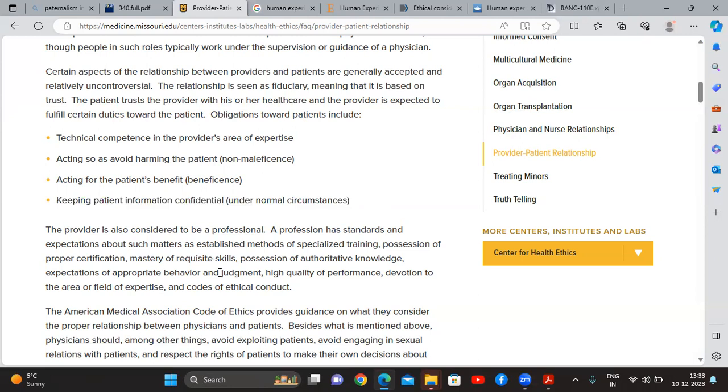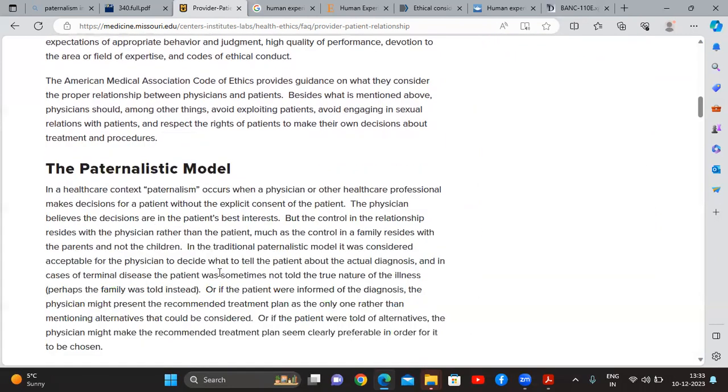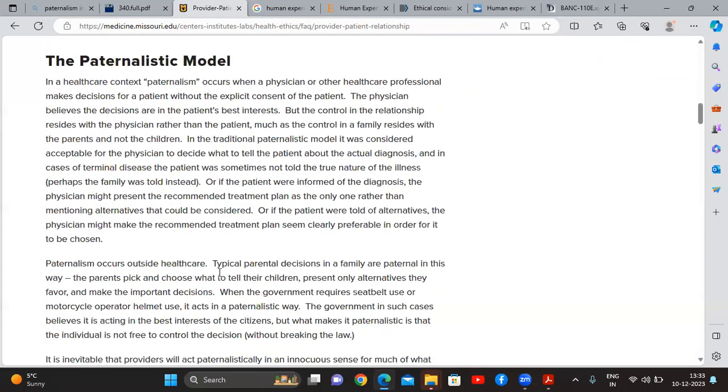Okay, moving on. Now, अब हम paternalism पढ़ेंगे, ठीक है? Paternalism. What is paternalism? In a healthcare context, paternalism occurs when a physician, doctor, or other healthcare professional makes decisions for a patient without the explicit consent of the patient.